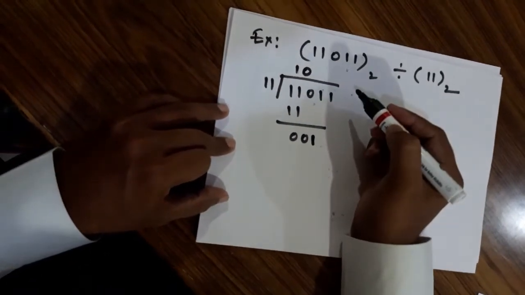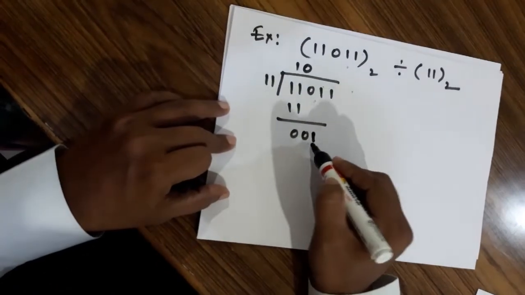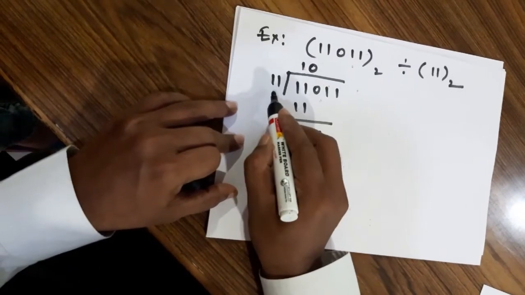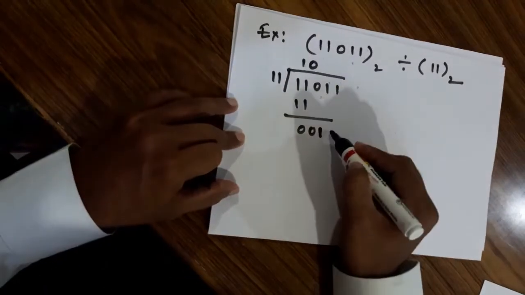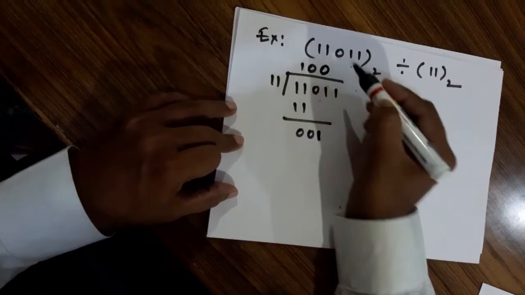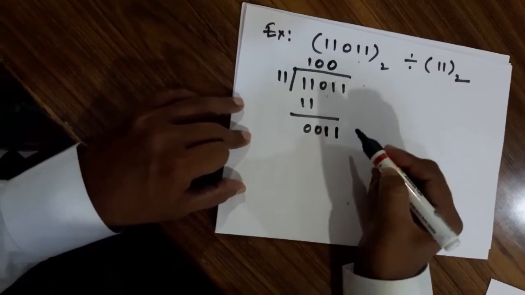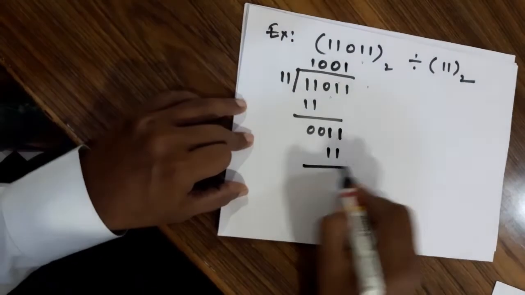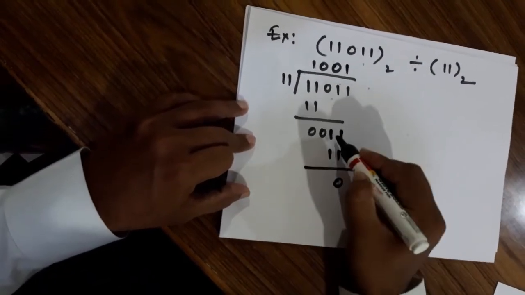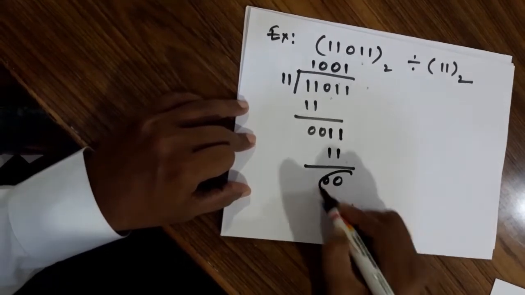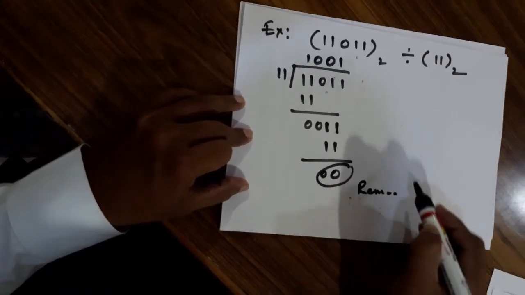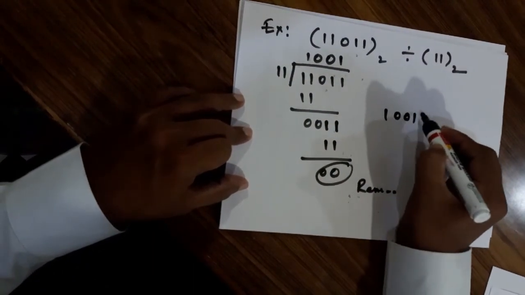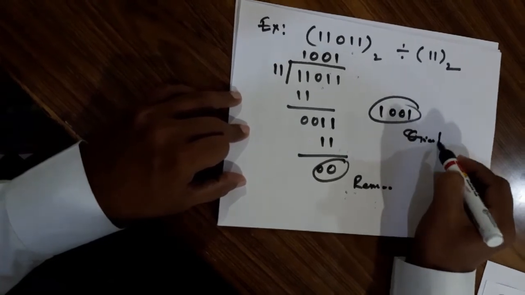Okay, like that. Again you see this 001 is smaller than 11. So I need this one also here. To write that one, I am writing 0, I am taking that one. Now 11 1s are 11. So 1 minus 1 is 0, 1 minus 1 is 0. So remainder will be 00. And the quotient will be this one, 1001. This is the quotient. Thank you.